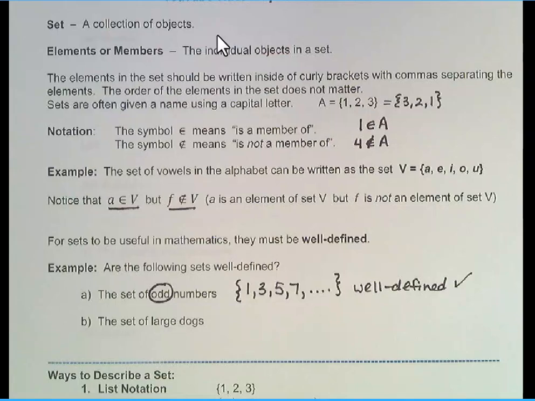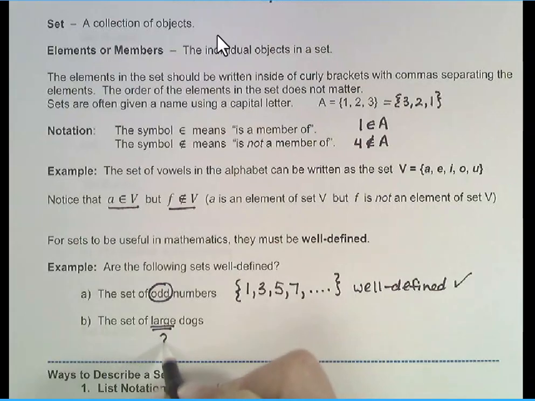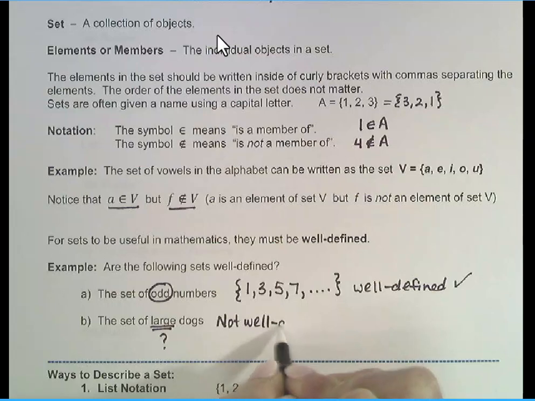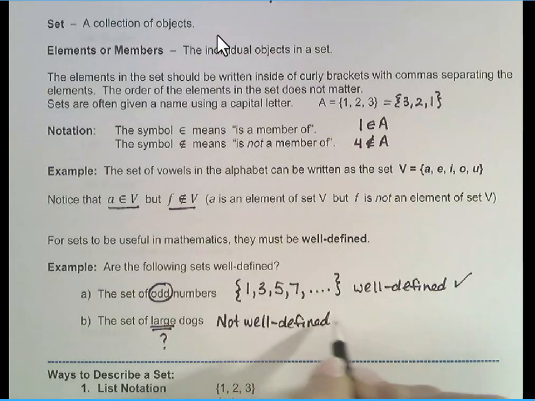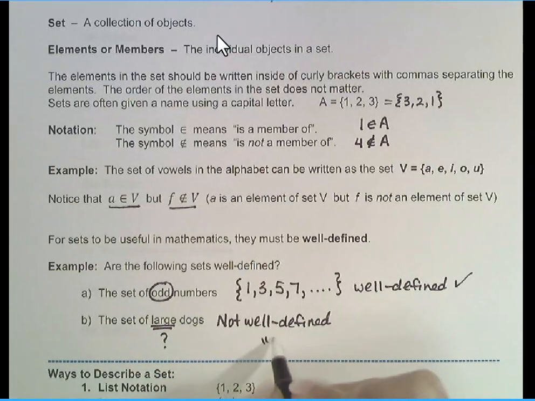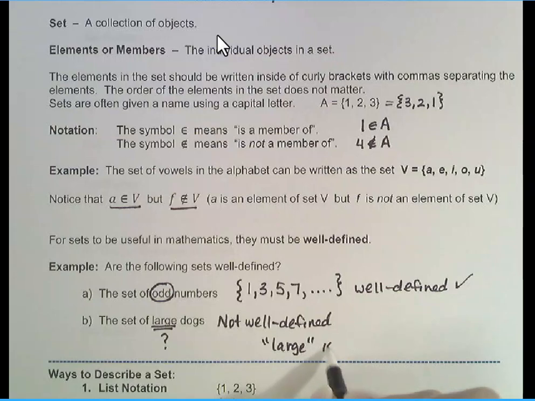How about the second one? It says the set of large dogs. Well, if you were going to list large dogs, which dogs would you list? Because I don't know about you, but what's maybe large to you is small to me, or vice versa. Or maybe what you think is a large dog is not actually considered really a large dog. So I think that word large is a little too ambiguous, and so I would say this set is not well defined, because we could kind of argue over which dogs would go in the set of large dogs. So I'll say large is too ambiguous.